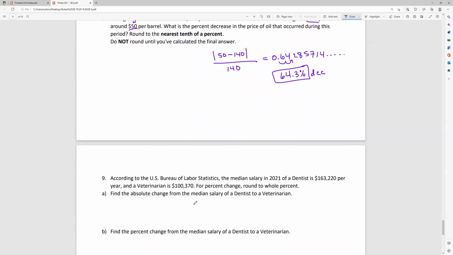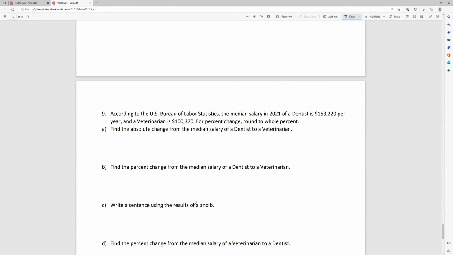And then the very last one. According to the U.S. Bureau of Labor Statistics, the median salary in 2021 of a dentist is $163,220 per year, and a veterinarian is $100,370. Find the percent change, rounding to the whole percent. So find the absolute change from dentist to veterinarian. So in this scenario, dentist is the old, veterinarian is the new.